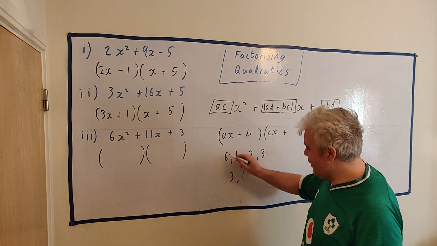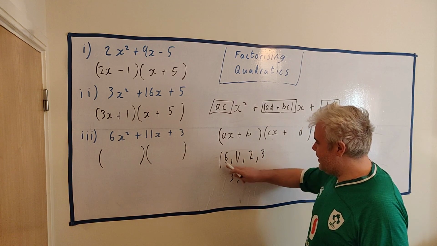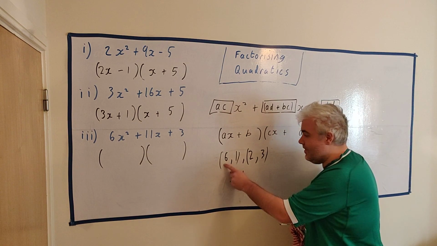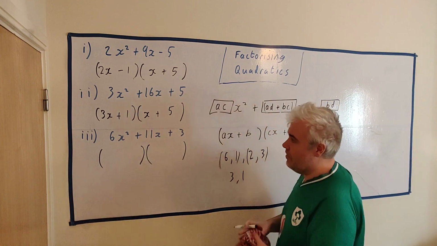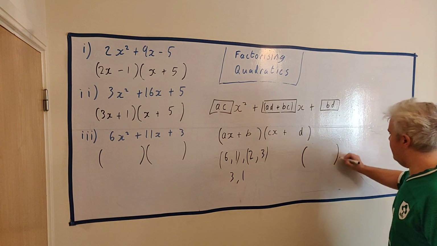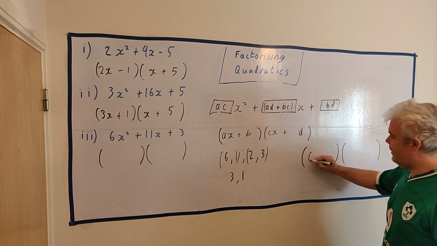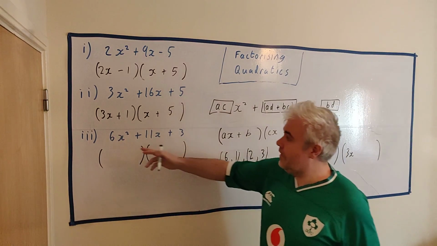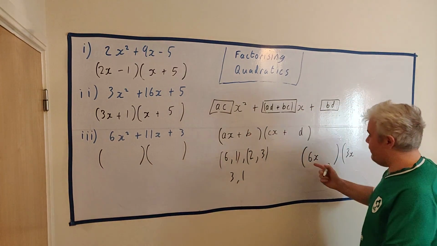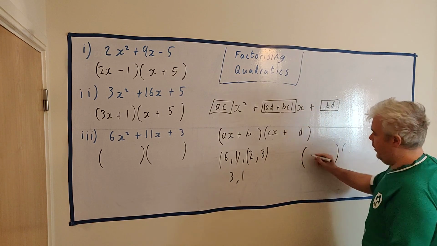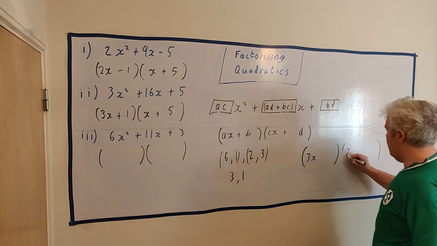Now, it gets more complicated because these two have to stay together. These two have to stay together. I can't have a 6 and a 3. I can't have a 6x here and 3x here. That won't give me 6x. I have to have a 6 and a 1. Or a 3 and a 2.